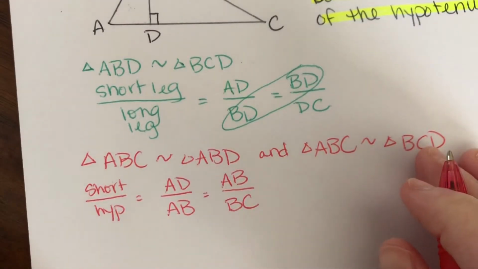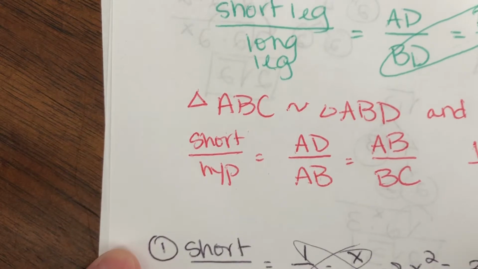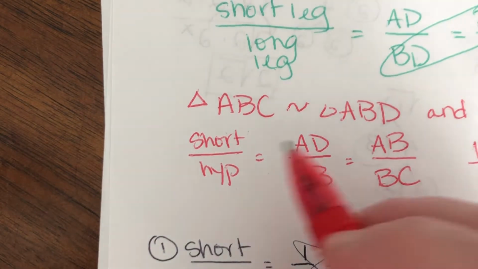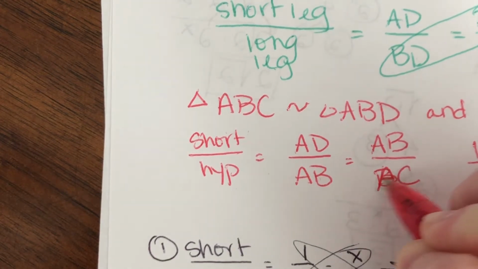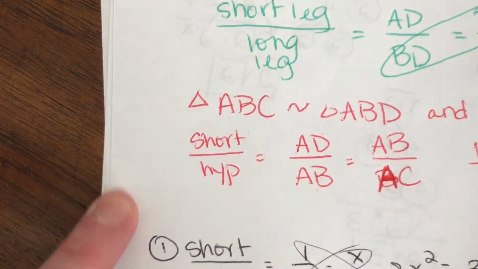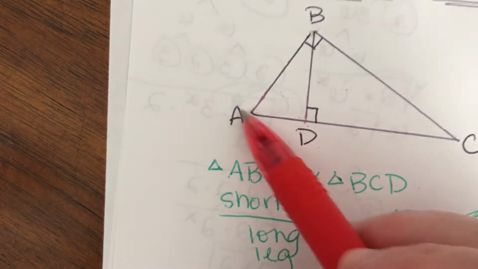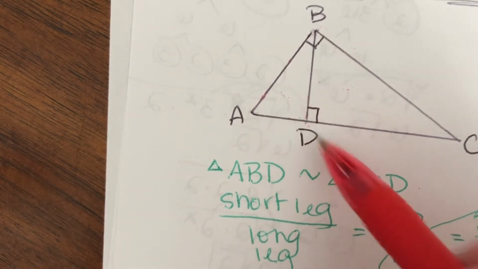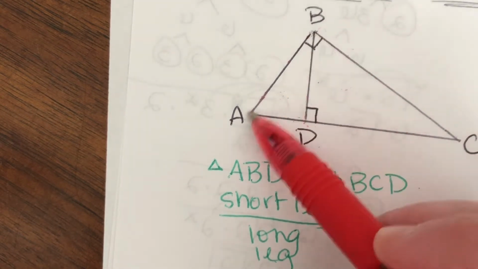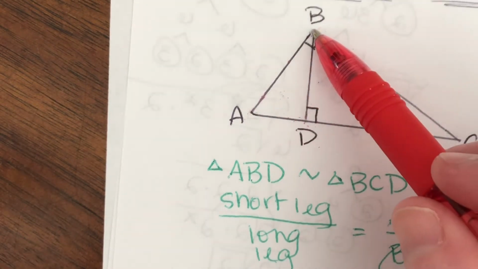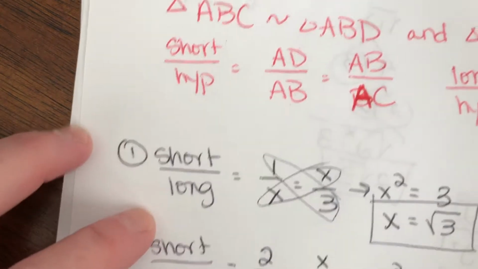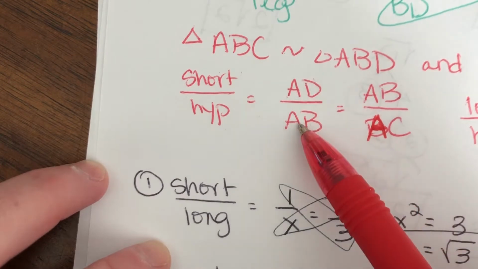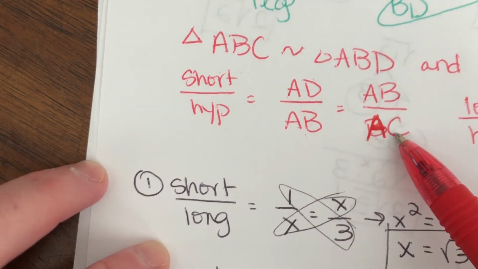Oops, I didn't realize you can see that, sorry. I'm actually going to correct what I just told you. It's short over hypotenuse. I did short over long leg here. So this should be AC. Okay, so short over hypotenuse, AD over AB. This guy over this guy, short over hypotenuse equals short over hypotenuse. The hypotenuse is AC. Okay, so that's what we have here. AD over AB equals AB over AC.